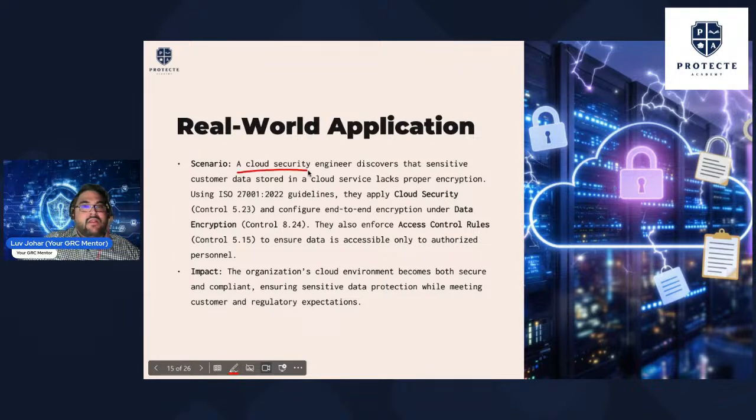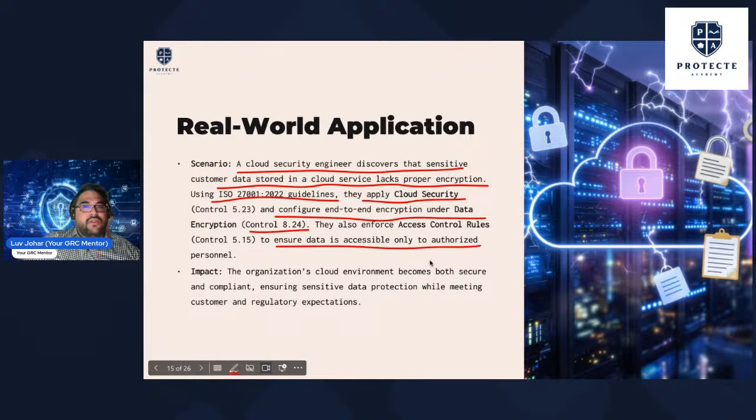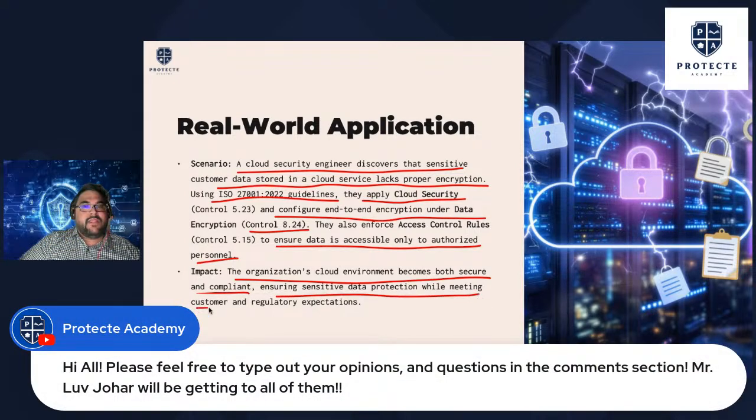So similarly, let's say a cloud security engineer discovers that sensitive customer data stored in a cloud service lacks proper encryption. Using ISO 27001 guidelines, they apply cloud security controls and configure end-to-end encryption under the data encryption control. They also enforce access control rules, Control 5.15, to ensure data is accessible only to authorized personnel. The organization's cloud environment becomes both secure and compliant, ensuring sensitive data protection while meeting customer and regulatory expectations.